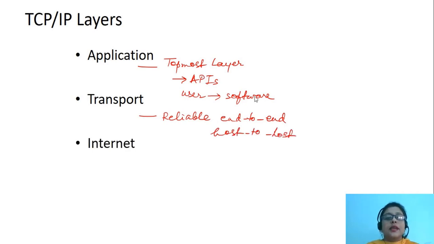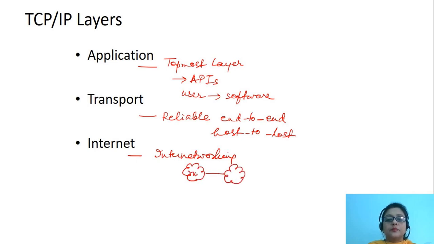Next comes internet layer. This is the second layer from below, and this layer is mainly responsible for inter-networking between various networking devices between two networks. Various protocols are used in the internet layer. Like IP is the most important protocol of the internet layer. And in the transport layer, the main protocol is TCP.